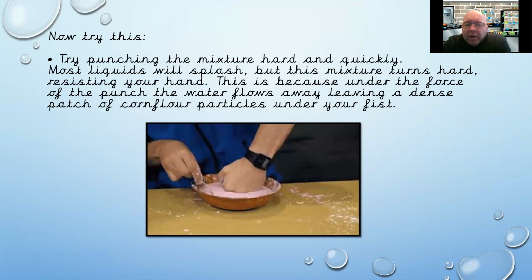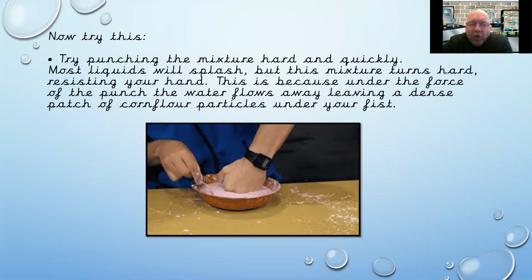But activity number 2, this sounds a bit strange, but I want you to try hitting or punching the mixture quite hard, okay? Because the more force you apply to this mixture, the more it turns into a solid and behaves like a solid. Now, most liquids, if you punch them, if you hit a liquid, it splashes all over the place. But this one will actually turn hard. Okay? It will resist your hand. It will force against it.